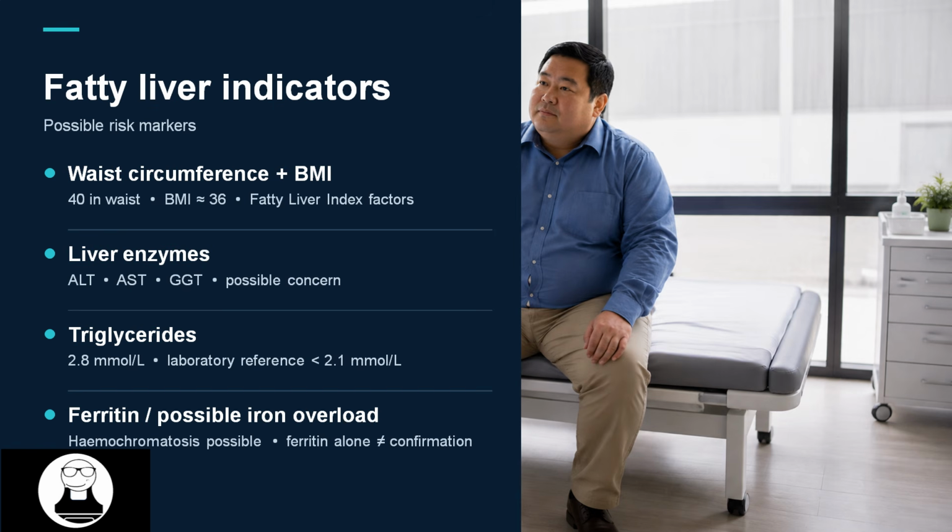Another indicator discussed in the video was possible iron overload. A condition called hemochromatosis can cause excessive iron to accumulate in the body and damage the liver. However, an elevated ferritin result alone does not confirm hemochromatosis or iron overload, because ferritin can also rise due to inflammation, infection, metabolic conditions, and liver problems.